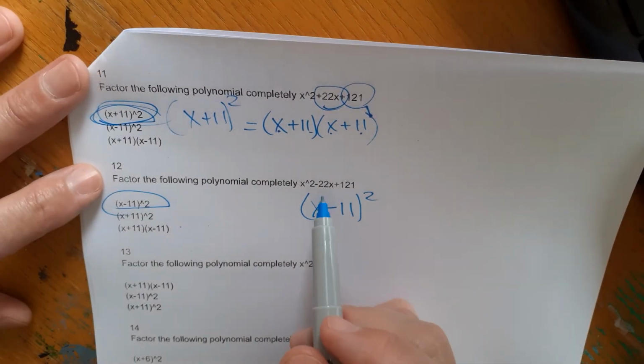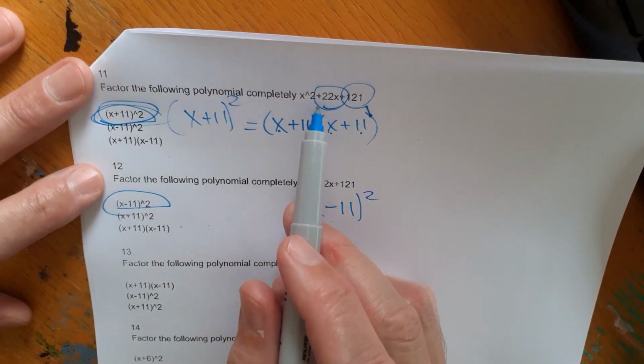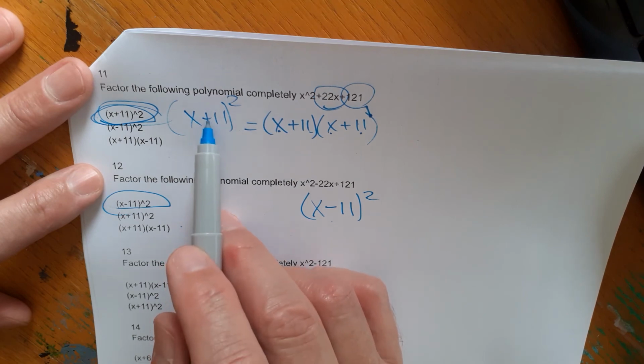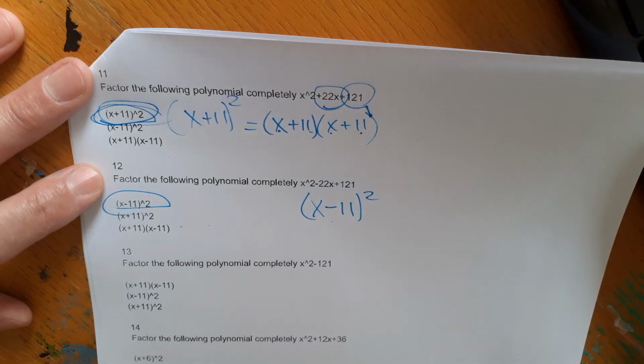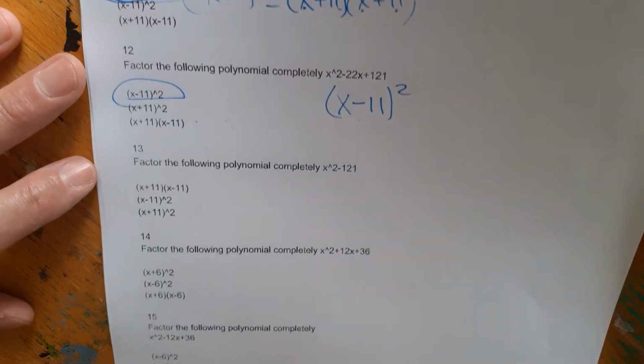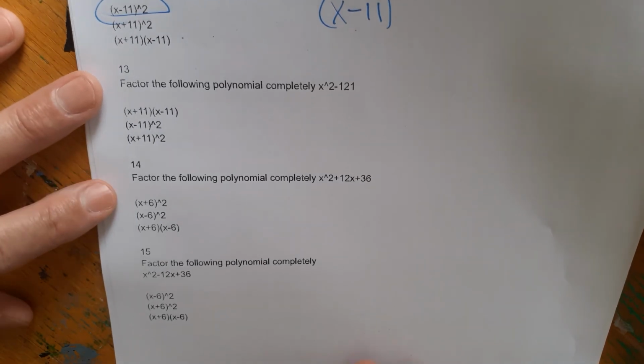Why? Look at the pattern. Here we had positive, and it was positive. Here, once we go negative, the middle term's got to end up negative, but because negative times negative is positive, the tail has to be positive. So this depends on you doing enough problems where you can start to recognize the patterns.